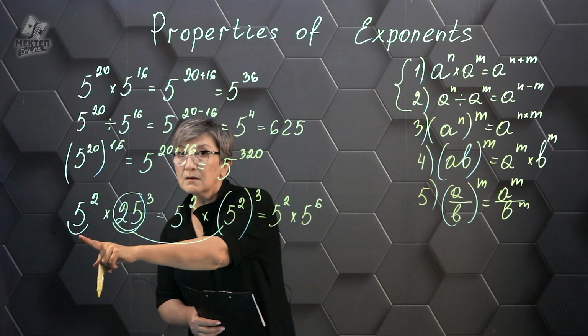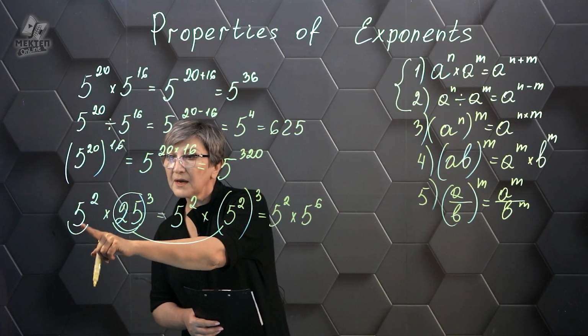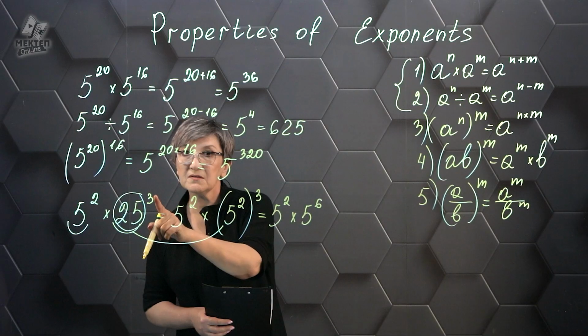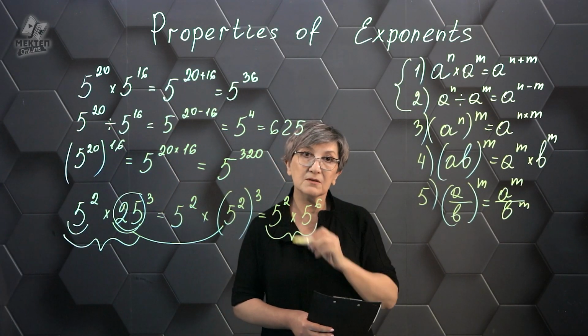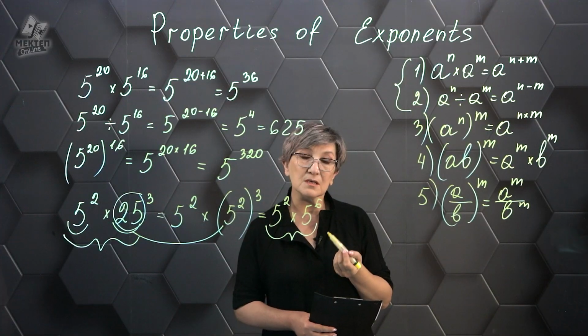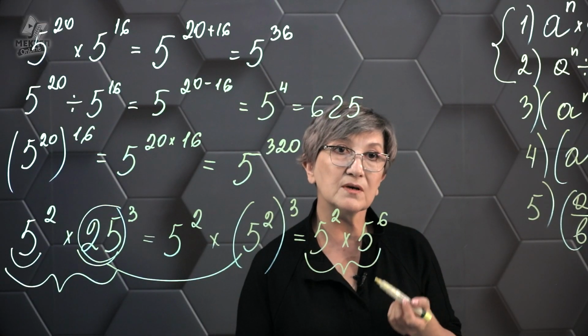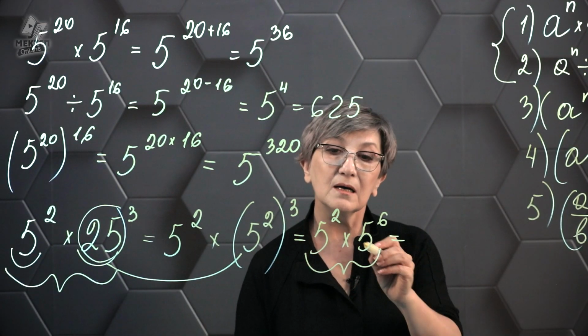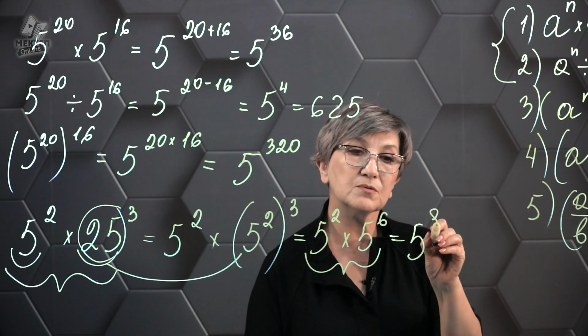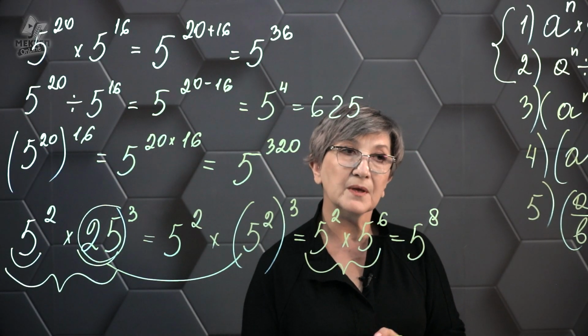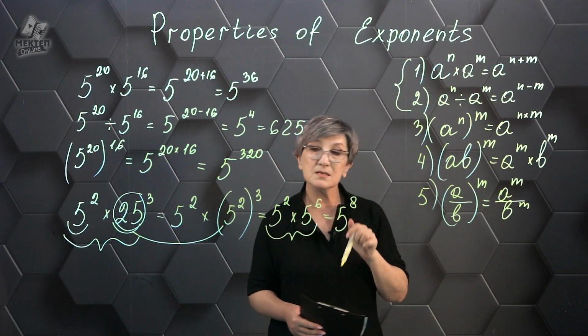Notice. The example was 5 to the power of 2 times 25 to the power of 3. And we got 5 to the power of 2 times 5 to the power of 6, by applying the properties of powers. And then we can add 6 to 2 and you get 5 to the power of 8.